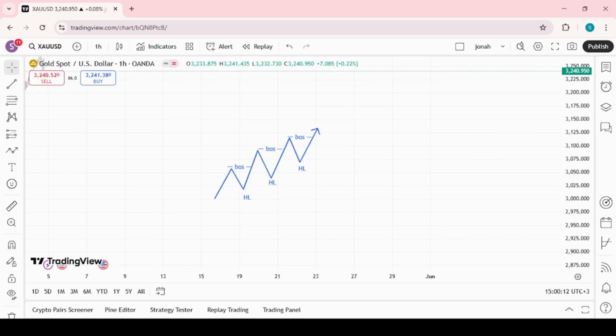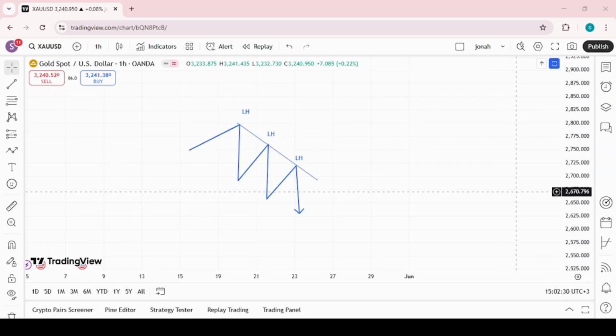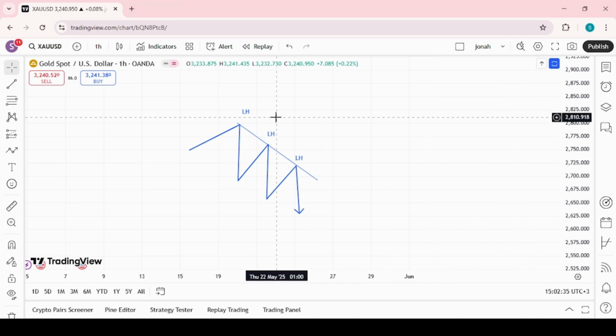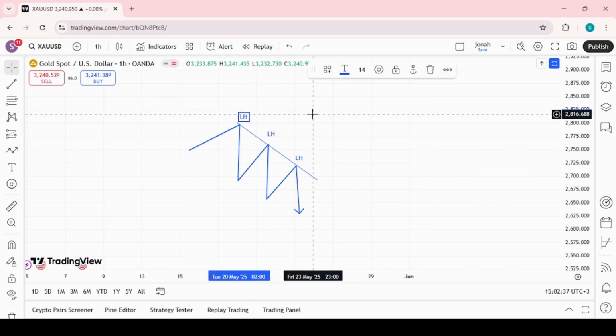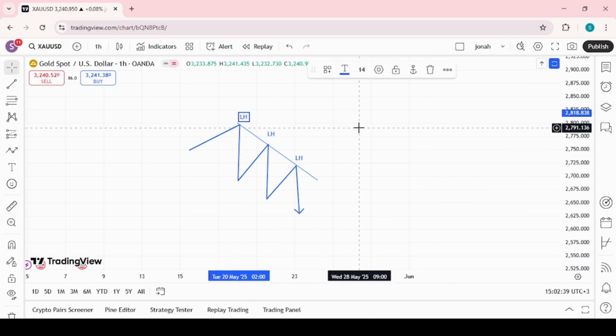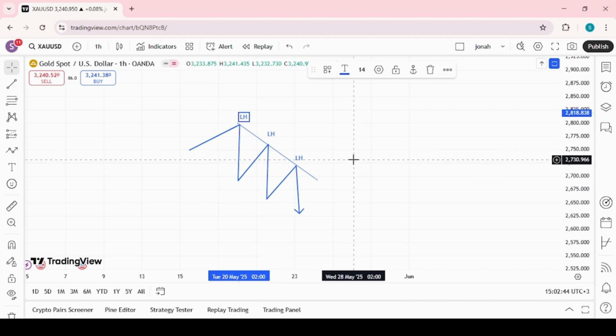When we are marking market structure, we make sure that we use the higher time frames for trend determination, and then for precise entries and confirmation, that's when we come to lower time frames. The reason we do that is that when we use the higher time frames to determine our trend direction, it helps us eliminate noise from the lower time frames.